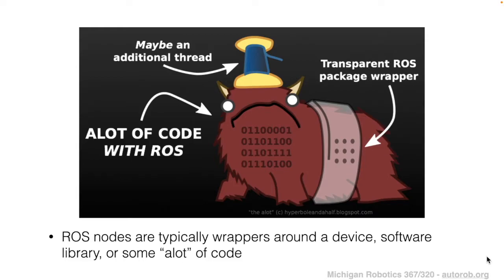But other times, ROS nodes will simply be a large set of code. We call it here a lot of code that performs some functionality that our robot is going to want to have access to. And to make that possible, what sometimes will happen is you have a large code base that's going to get integrated by ROS simply by wrapping the ROS API around that code base.